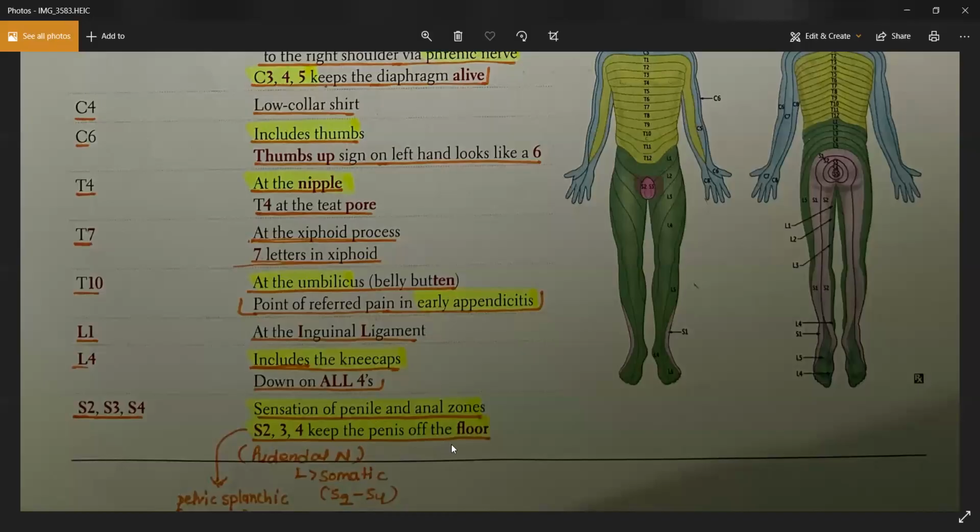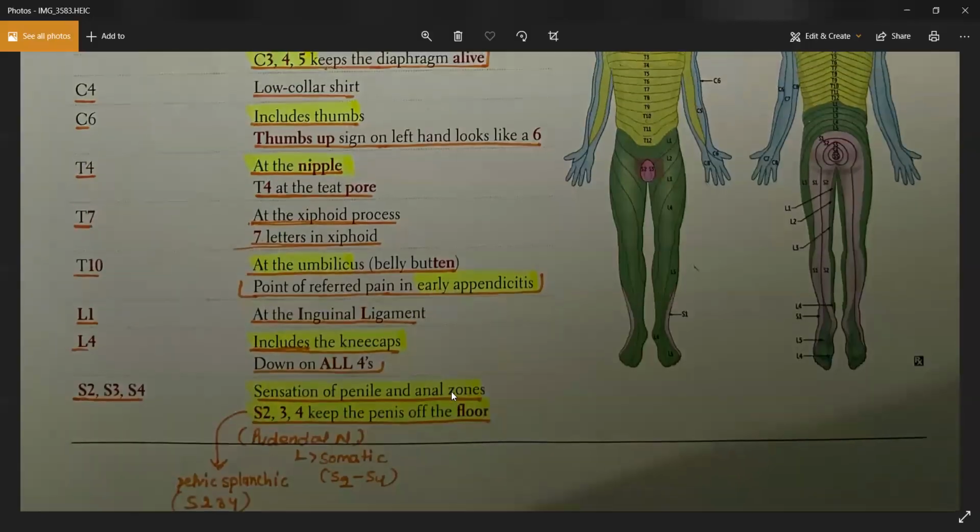You have this pudendal nerve, which is made by the nerve roots S2, S3, and S4, right? That supplies the penis, that supplies your anal region, right? So yeah, that would be all on the dermatomes.